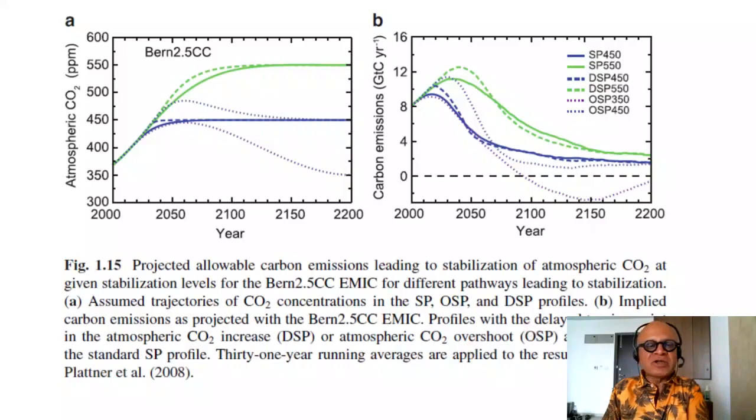Profiles with delayed turning point in the atmospheric CO2 increase, the DSP, or atmospheric CO2 overshoot, so that's the OSP scenario, are compared to the standard SP profile. So standard profile, overshoot profile, and delayed turning point. The 31-year running average is applied to the results, so you can see for the future these are the various trajectories assumed, and these are the emissions going further out.